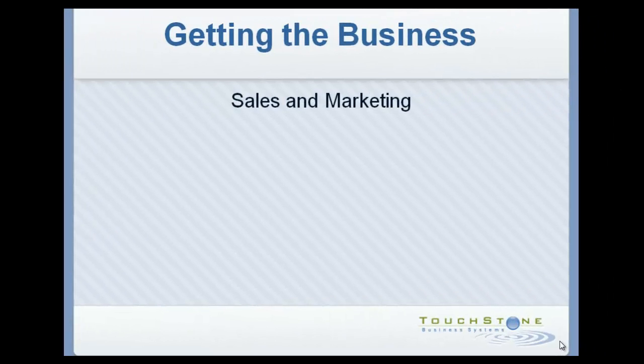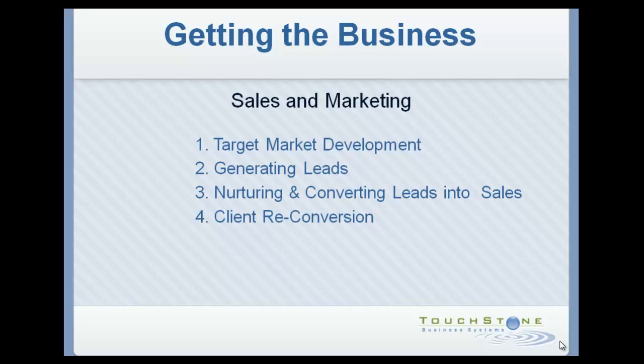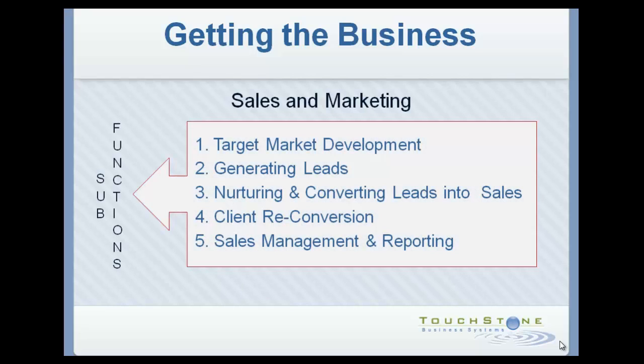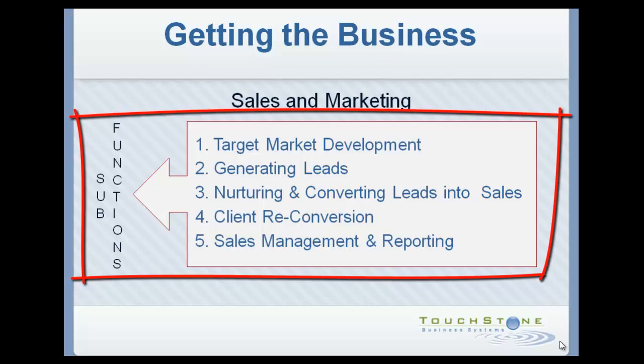Sales and marketing, for example, can probably be broken down into 5 very distinct categories or subfunctions. Target market development, which is really understanding who your clients are, how they think and behave, and where they're located. Generating leads, which is essentially advertising. Nurturing and converting leads into sales. Maintaining a relationship with existing clients, selling them new products and services. Sales and management reports. So in TouchStone, these are the sub-functions. Your key function will be called sales and marketing, or getting the business, and your sub-functions will be anything that you like. But as an example, these 5 could be your 5 categories or sub-functions.